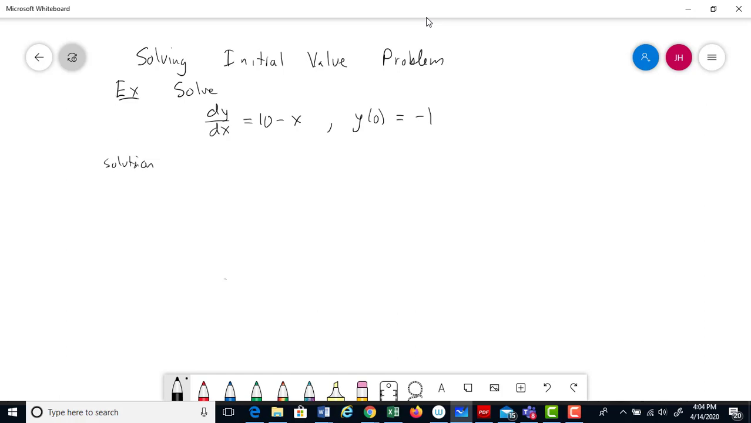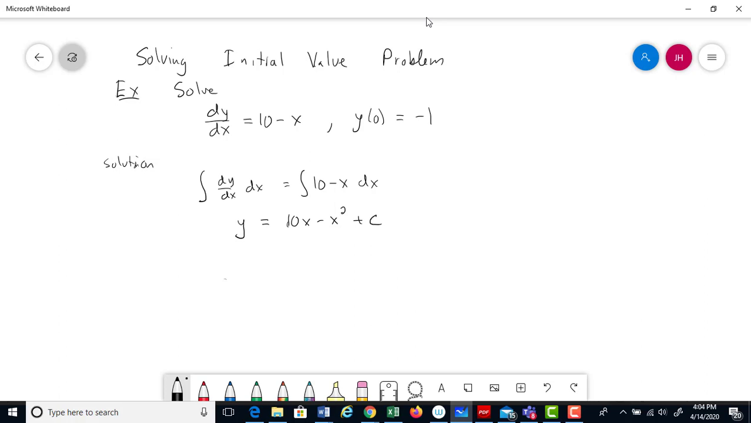So what I'm going to do is take the antiderivative of both sides. I'm going to take the antiderivative of this side, and I'm also going to take the antiderivative of this side. When you take the antiderivative of the derivative, you get y back. So when I ask you to solve an initial value problem, what I'm looking for is a function whose derivative is 10 minus x, and that function goes through 0, negative 1. So this is how it's done. We just take the antiderivative of both sides. So this is going to be equal to 10x minus x squared plus c.